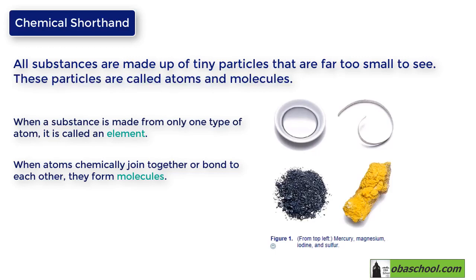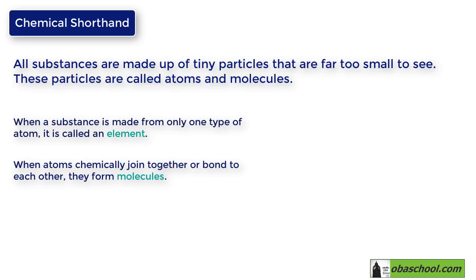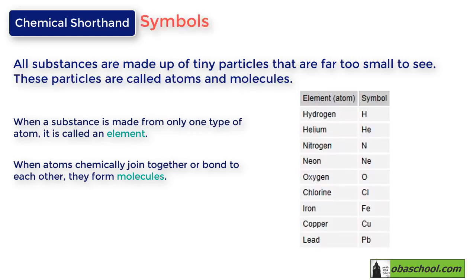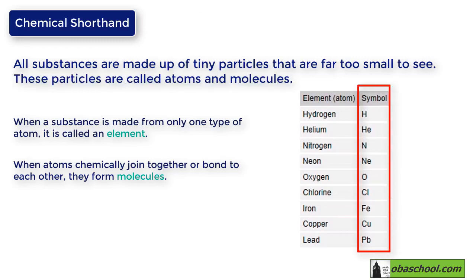Each element has a chemical symbol, and these symbols are the basis of chemical shorthand. For example, the symbol of hydrogen is H, the symbol of helium is He, the symbol of nitrogen is N, and so on. Notice that a chemical symbol always starts with a capital letter. If it has two letters, the second letter is always in lowercase.